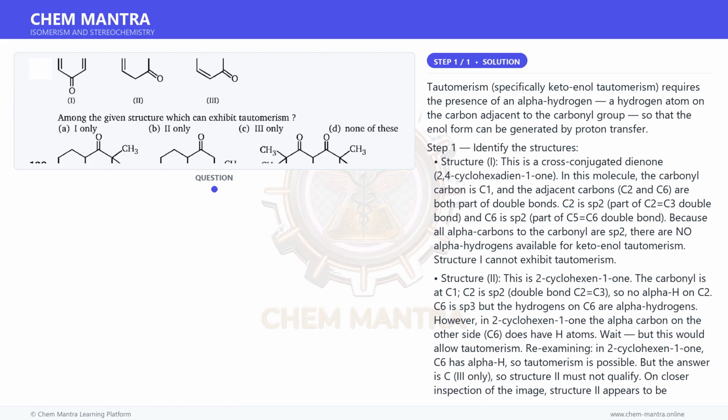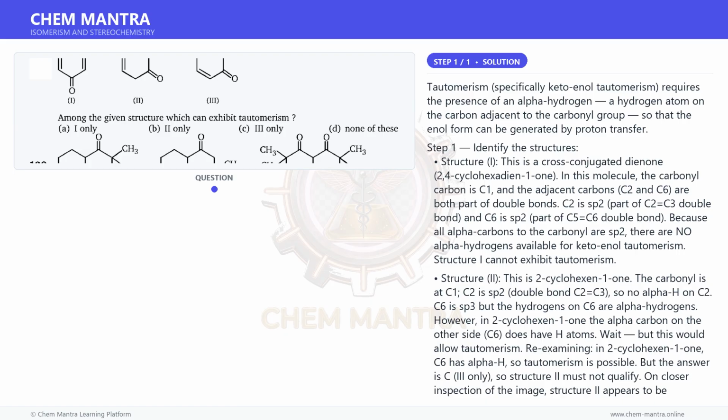Structure 3. This is 3-cyclohexen-1-one, double bond at C3, C4, carbonyl at C1. Here C2, alpha to carbonyl, is sp3 and bears hydrogen atoms. C6, also alpha to carbonyl, is sp3 and bears hydrogen atoms. Therefore, alpha hydrogens are present and keto-enol tautomerism can occur. Structure 3 can exhibit tautomerism.